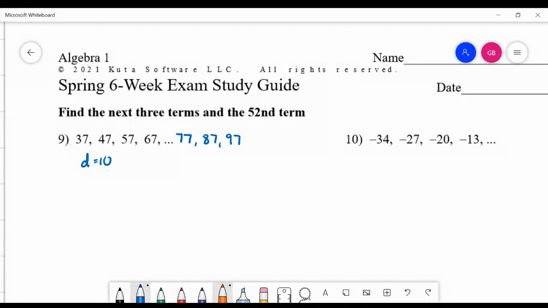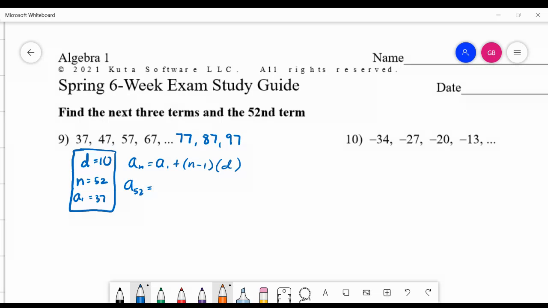And now for the 52nd term, I need to use the formula. So n is 52, and then the first term is 37. So this is what I'm going to use for the formula. This is an arithmetic formula, so make sure you use the correct formula. a sub n is equal to a sub 1 plus n minus 1 times the common difference. So a sub 52 is equal to 37 plus 52 minus 1 times 10.